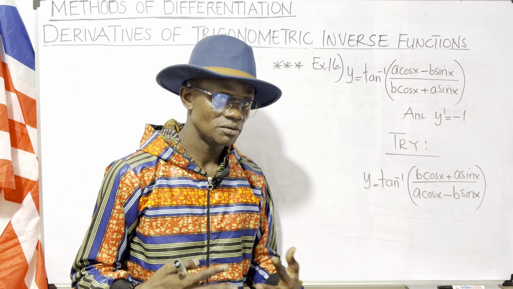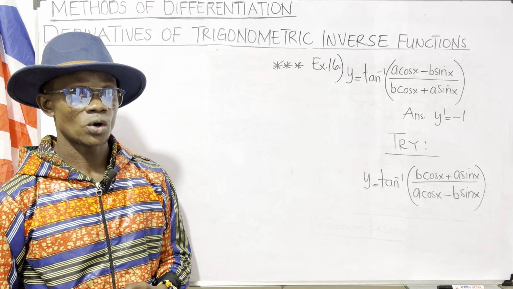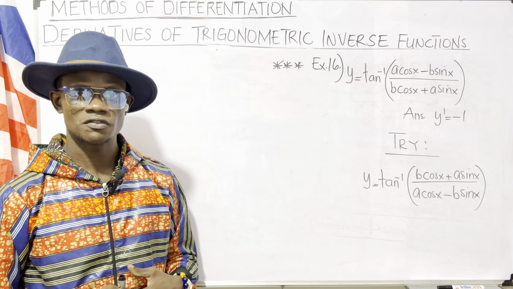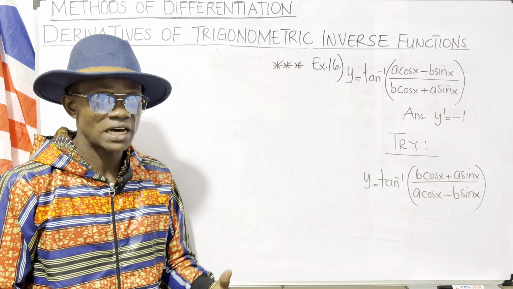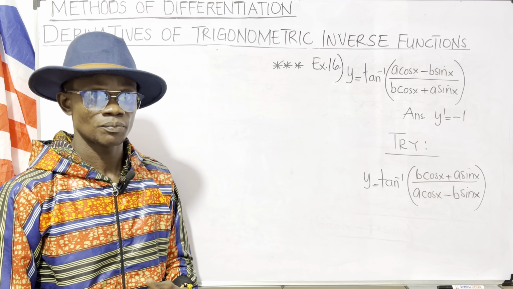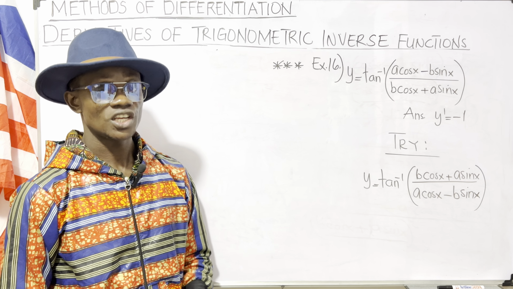So in general, finding the derivative of trigonometric inverse functions, or even derivatives of trigonometric functions, is not really difficult, but most times the challenge is to simplify your derivative into the answer that has been given to you. So now the answer is -1. How can we show that the derivative of this equals -1? There are several methods we can use, but one of the methods we're going to use is to just apply the chain rule.